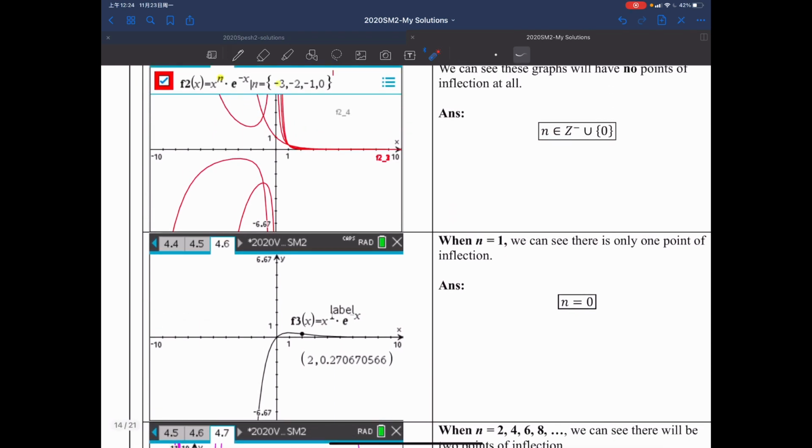Then I put n equals 1 into the function and sketch the graph. I can see there is only 1 point of inflection. So for 1 point of inflection, oh, by the way, this should be 1 instead of 0, okay?